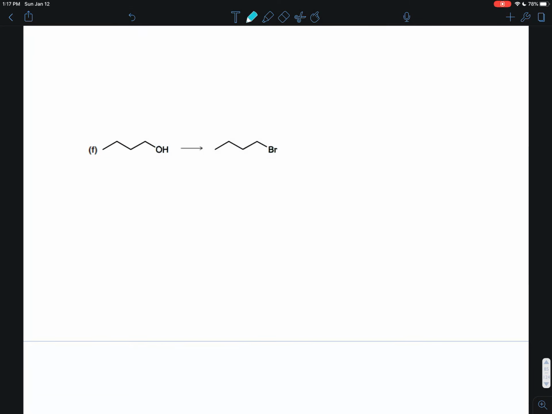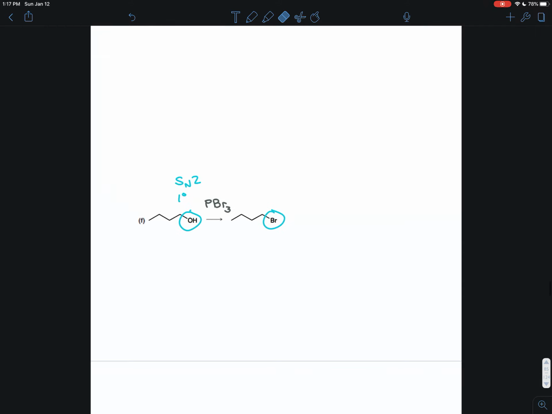For F, you would look at this carbon that has the OH on it. It's only bonded to one other carbon, so that's primary. That means that this is going to be an SN2 reaction. We're trying to replace an OH with a Br. In an SN2 reaction, the reagent you would add for that is phosphorus tribromide, PBr3. And that is that.